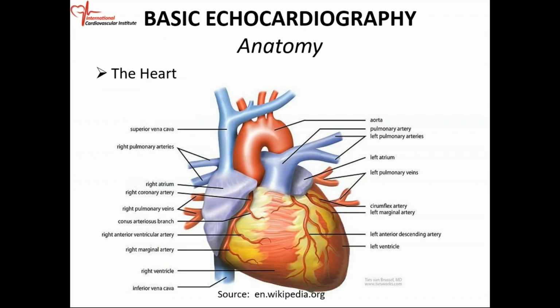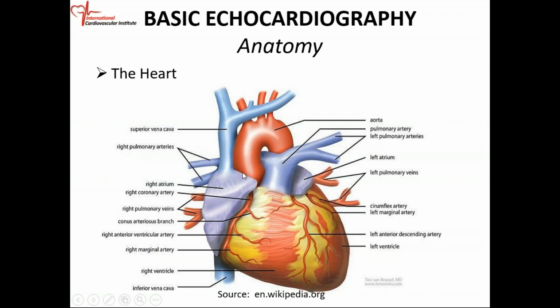This is a fairly busy slide, but this is what it looks like when you look at the surface of the heart. This is an actual picture of the heart. The heart doesn't look like a love heart, for those of you who have never seen the heart. This is what the heart actually looks like.